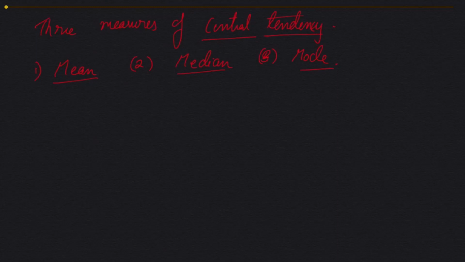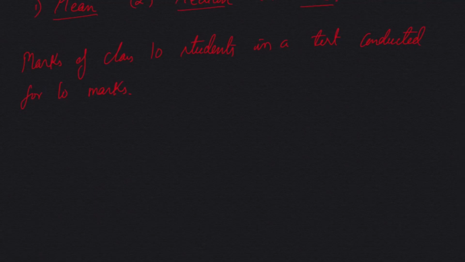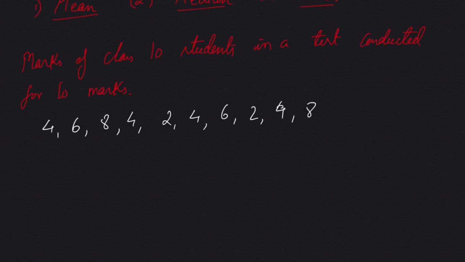For example, if we take the marks of, let's say, class 10 students in a test conducted for 10 marks, for row number 1, row number 2, row number 3, row number 4, row number 5, row number 6, row number 7, 8, 9, 10. So maybe these are the marks.